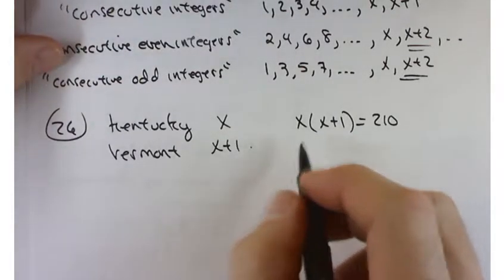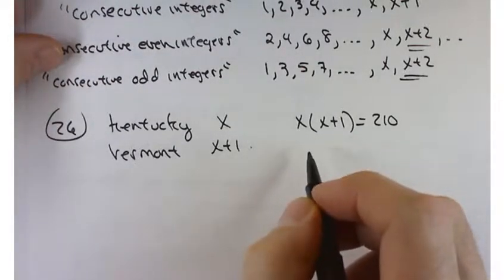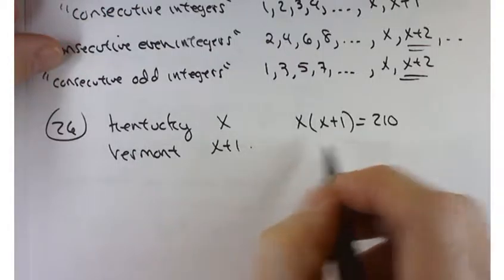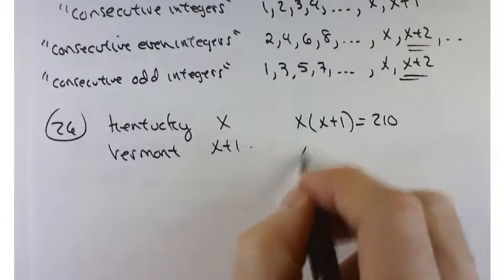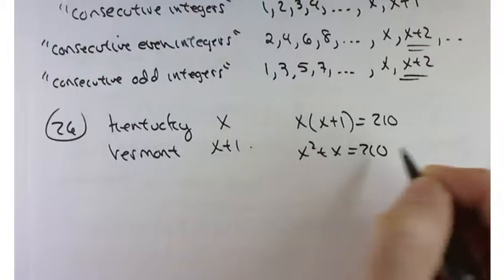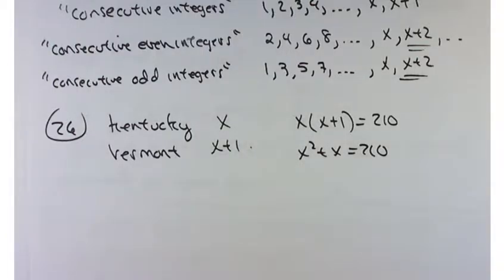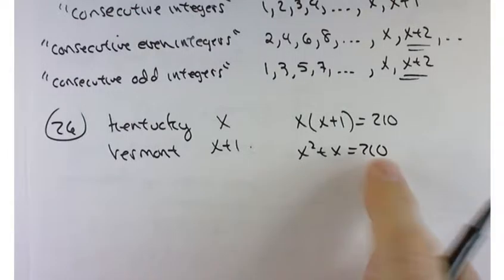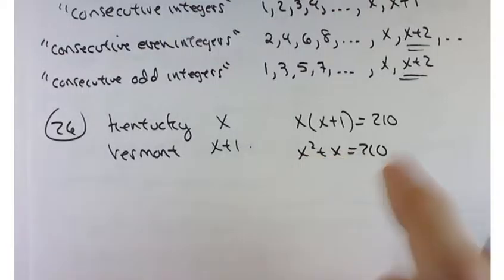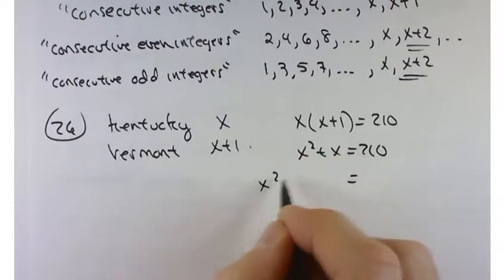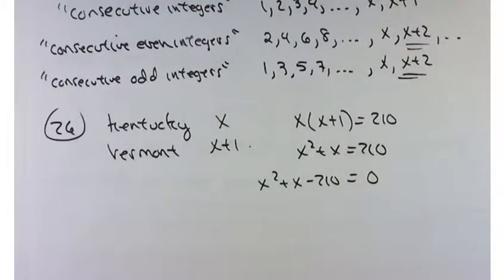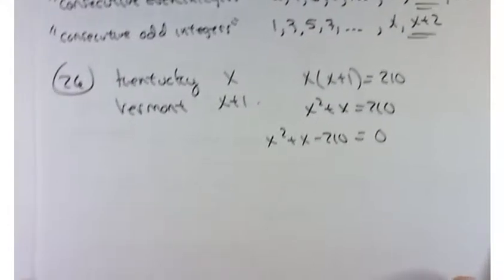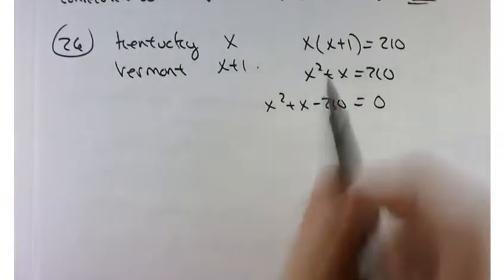What would you do to solve here? Any suggestions? Well, the problem gives you the 210. Yeah, distribute. X squared plus x equals 210. That's a good start. What could I do from there? What should you do from there? You need a 0 on one side. So I'm going to move that 210 to the left-hand side by subtracting. When it changes sides, it changes signs. So moving over here, negative 210.